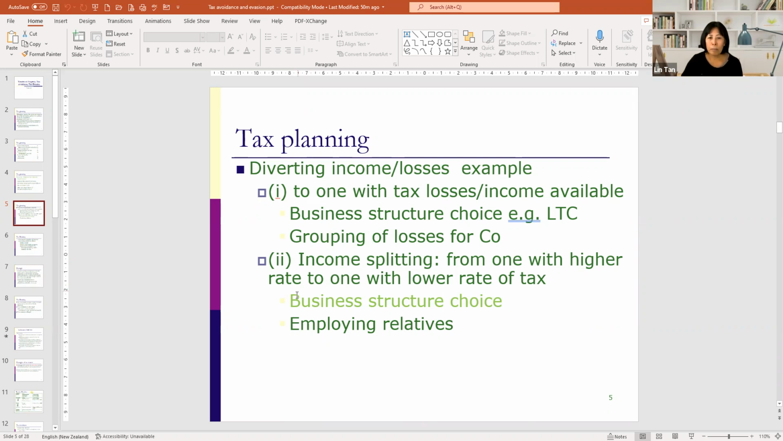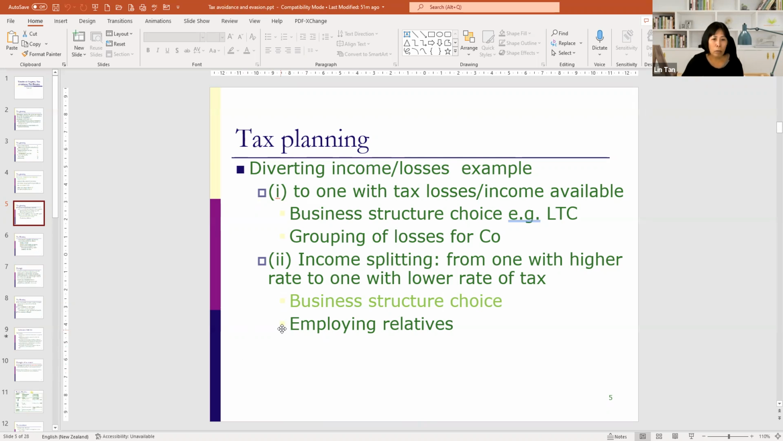And a different business structure might offer that opportunity. I've gone through with you all the different business structures, because a corporate structure is taxed at a flat rate of 28%, whereas other structures like individuals or partnerships are taxed at their individual marginal tax rates. Whereas if it's a trading trust, it really depends on whether it is trustee income or beneficiary income, and whether the beneficiary are at a lower tax bracket.